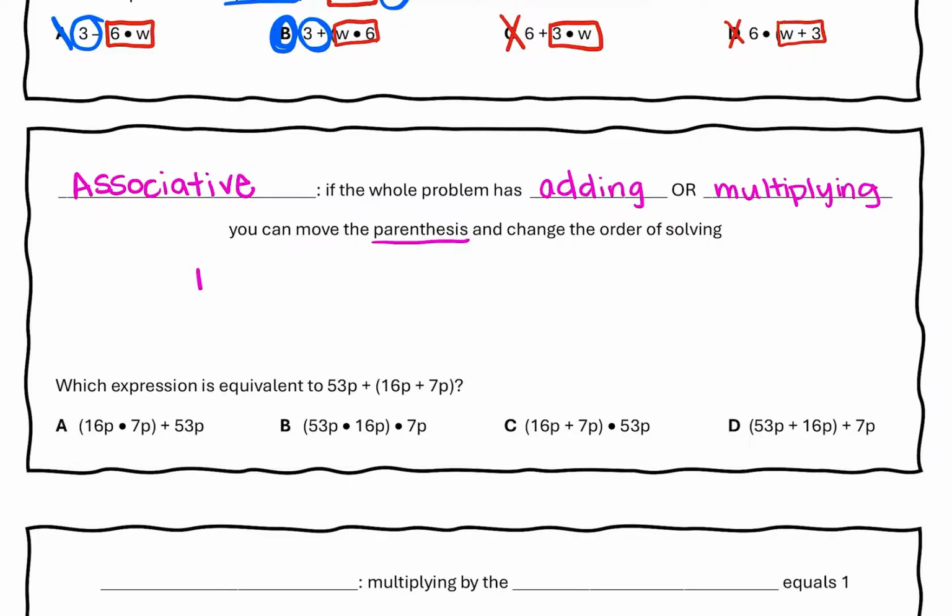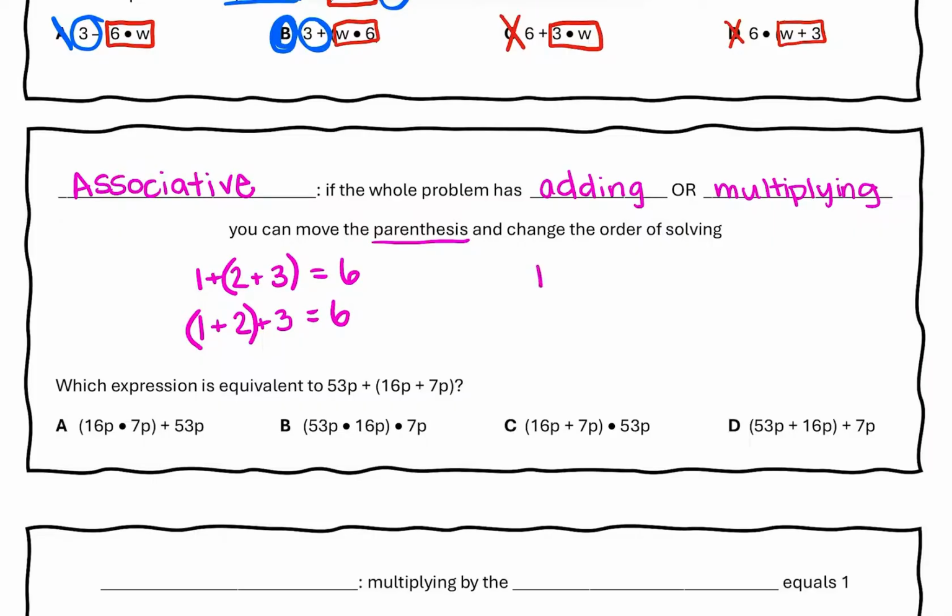What I mean by that is if I have 1 plus 2 plus 3, I can put parentheses in there. I would do 2 plus 3 first, which is 5, plus 1 is 6. If I have 1 plus 2 plus 3, but on this one I put the parentheses here, 1 plus 2 is 3, plus 3 is also 6. It doesn't matter where the parentheses are because we're adding everything, so we can do it in whatever order we want.